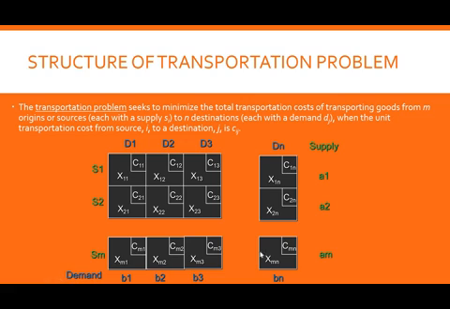Similarly, the requirements or the demands of the destinations are also given. For every destination, you have an associated value Bj, right? So for destination 1, the demand is B1. For destination 2, the demand is B2. For the destination 3, the demand is B3. Similarly, for the destination N, the demand is Bn. Okay. So you know that there are M sources, there are N destinations. For every source, there is a capacity, and for every destination, there is something called a demand.